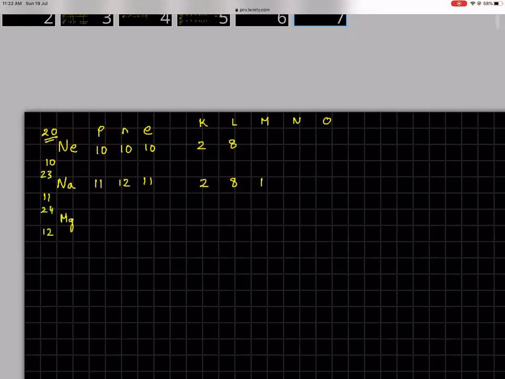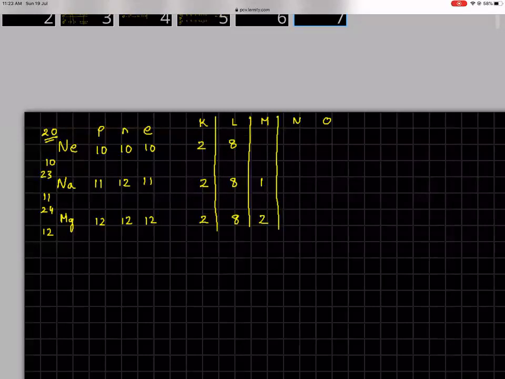Or to be more precise, it will be 25, but fine, we'll work with 24. So this is 12 here, this is 12 here, this is also 12 here. So 2 will come here, houseful, 8 will come here, houseful, then 2 will come here. So it will have 2 electrons in the K shell, 8 electrons in the L shell, and 2 electrons in the M shell.